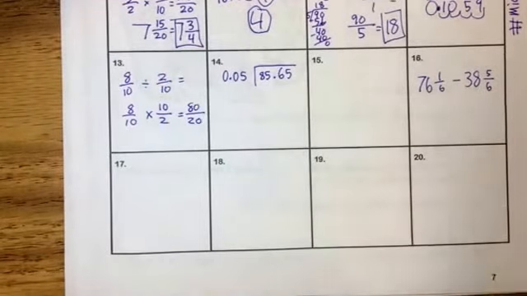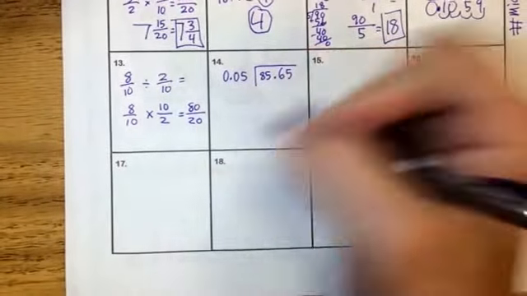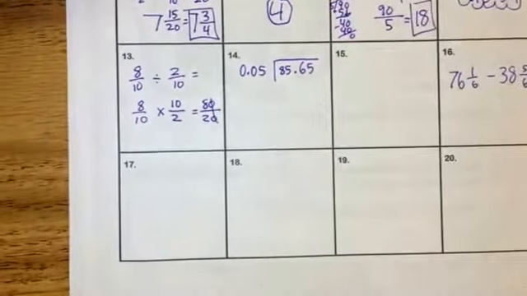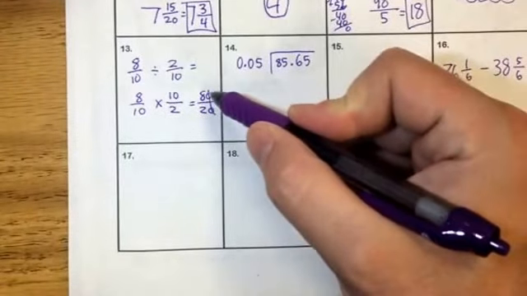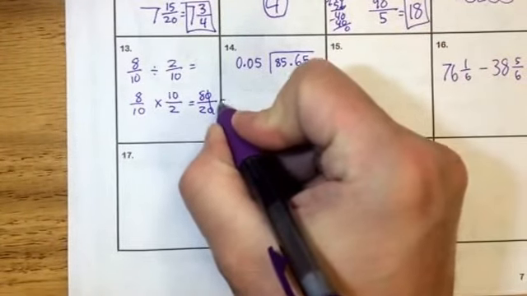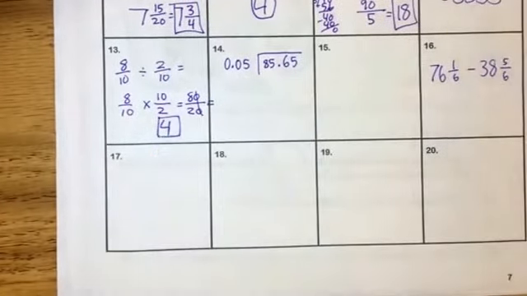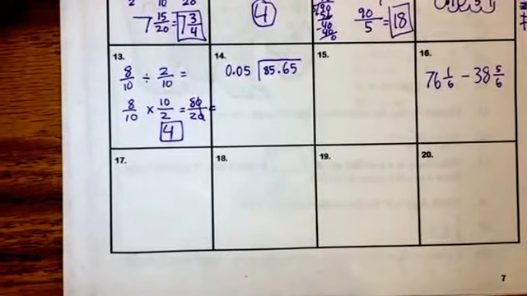Now, since that is an improper fraction, we must reduce. So first I'm going to drop off my zeros because I know if they both have zeros, I can drop them off because that's like dividing by 10. So now I have 8 halves, and I know that 2 can go into 8 4 times. So that will give me 4 as my final answer. So 8/10 divided by 2/10 gives me 4.